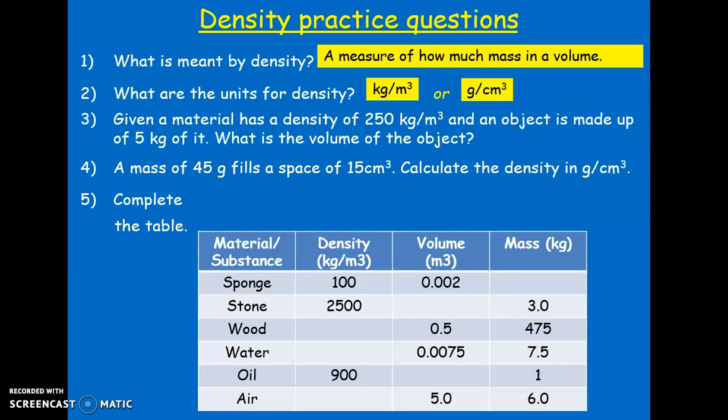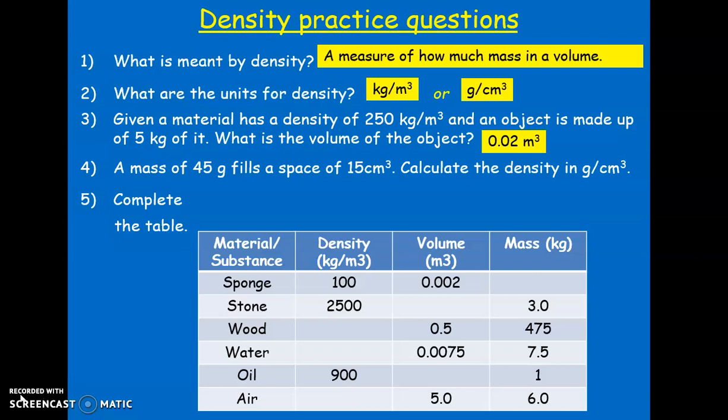What about number 3? What did you get for that? You should have got mass divided by density, so you should have done 5 divided by 250, which gives us 0.02 cubic meters.